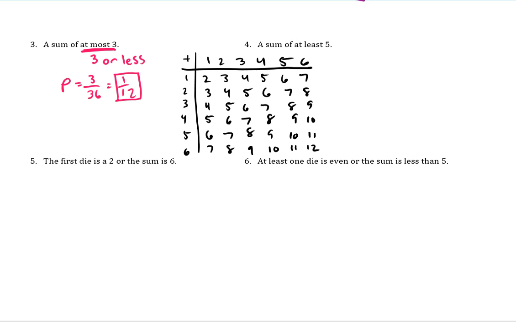I'm ready again. So this says I need a sum of at least 5. Sum of at least 5, I'm going to use blue again. At least 5 is saying 5 is the least, so this is another way to say 5 or more. So 5 or more, well, I could circle all of the ones that are 5 or more. I'm going to do it like this, though.